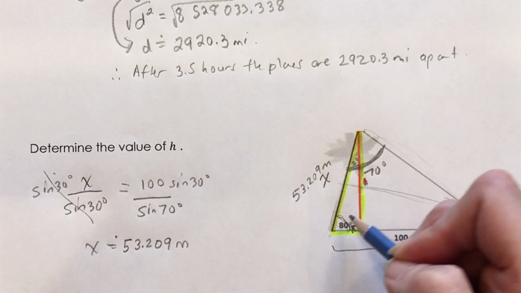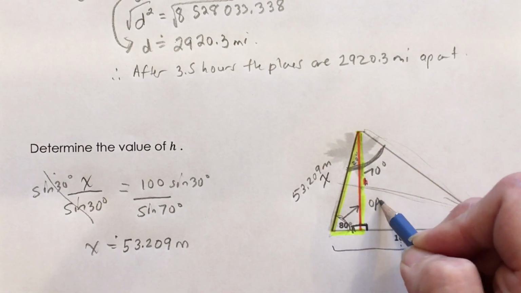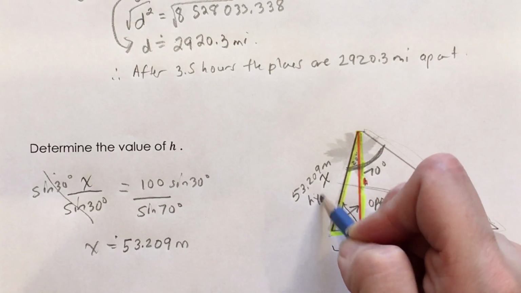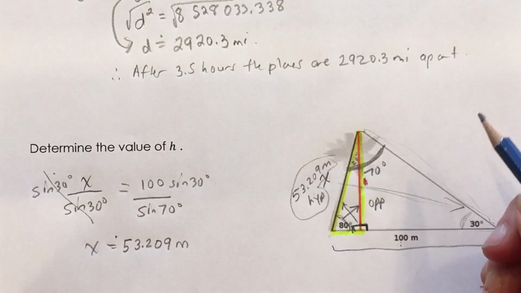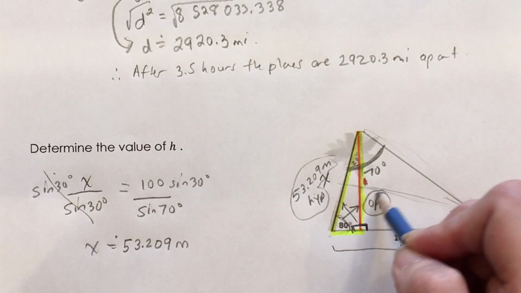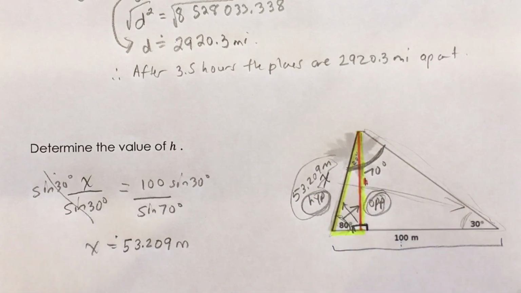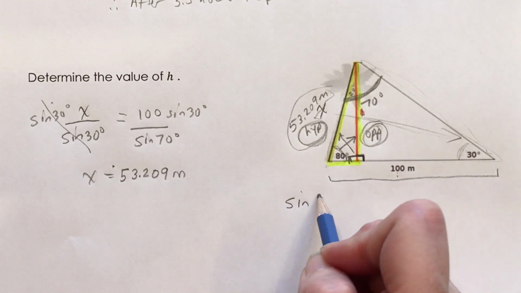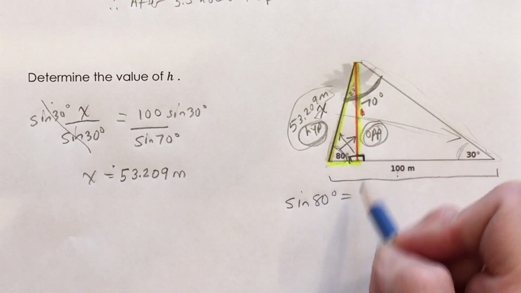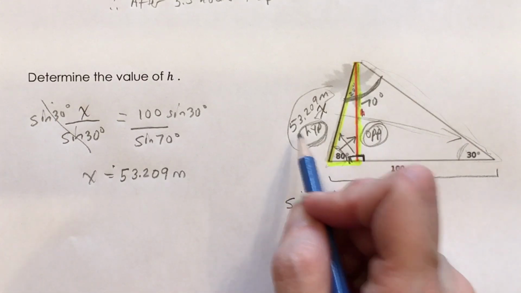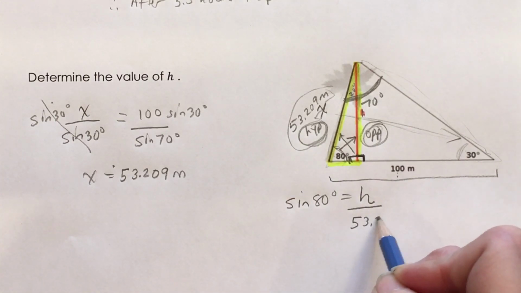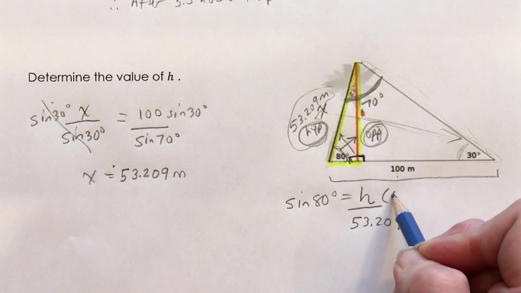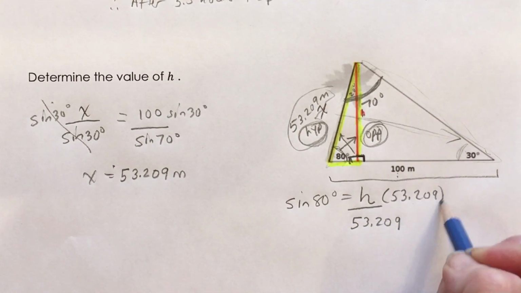So according to the 80-degree angle, this would be the opposite side that I'm trying to find. And then across from the right angle, the side I just found is the hypotenuse. So I want the ratio that has opposite and hypotenuse involved, and that's the sine ratio. So I can do sine of the angle, which is 80 degrees, is the length of the opposite side, which is h, I'm trying to find, over the hypotenuse, which is 53.209.